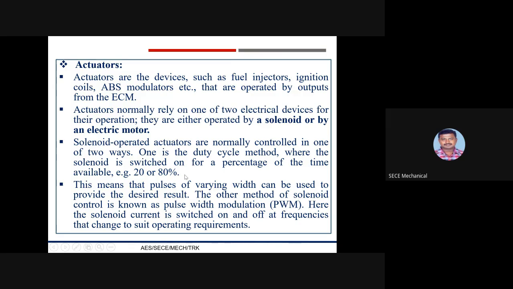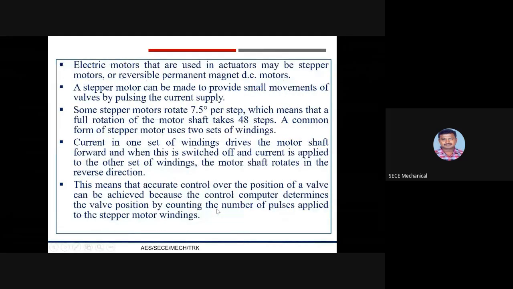The solenoid operated actuators are normally controlled in one of two ways. One is the duty cycle method, where the solenoid is switched on for a percentage of the time available, for example, 20 or 80 percent. This means that pulses of varying width can be used to provide the desired result. The other method of solenoid control is pulse width modulation, shortly called PWM.